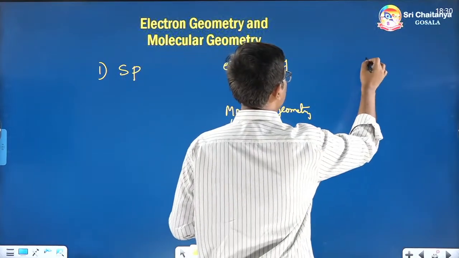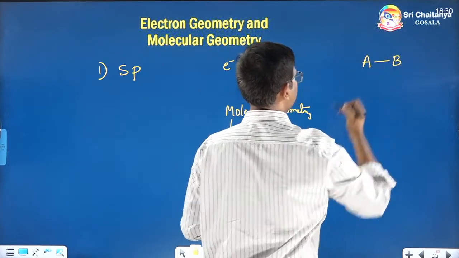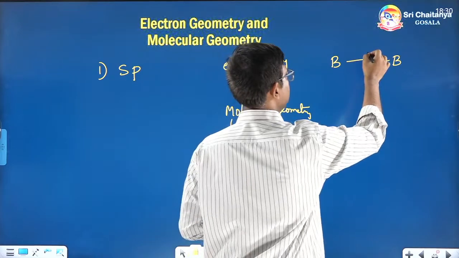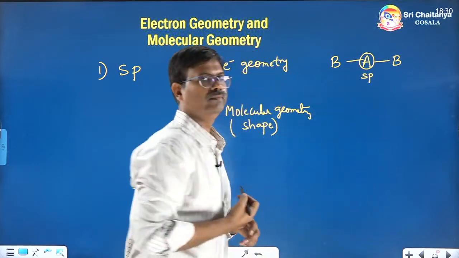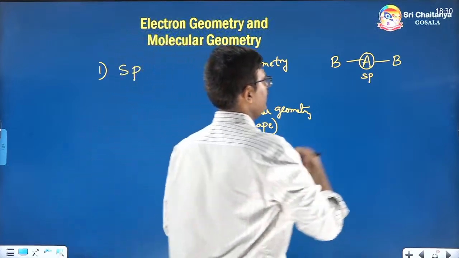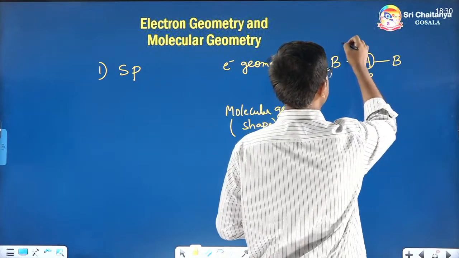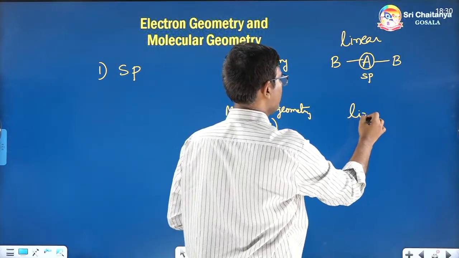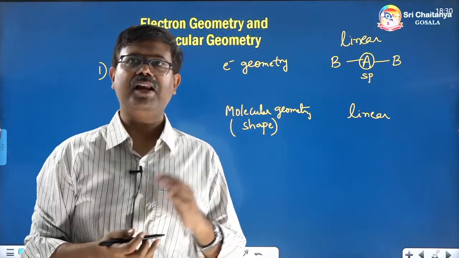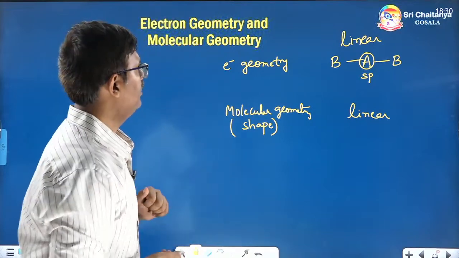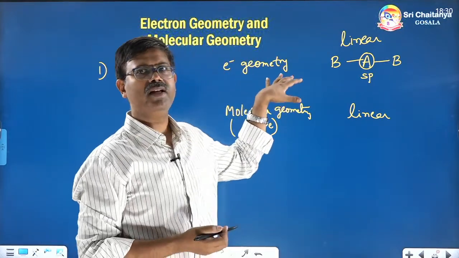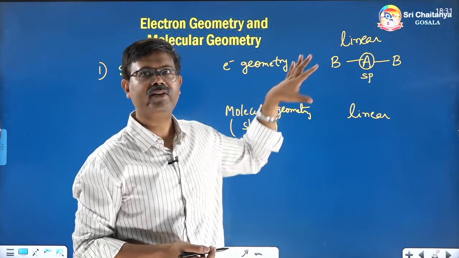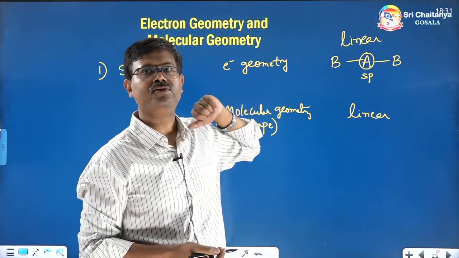Now, suppose I take A and B, these two are connected like this, and one more B, and the hybridization of the central element A is sp. Then it is called linear. What is its name? Linear. Similarly, molecular geometry is also called linear. What is the difference between electron geometry and molecular geometry? Understand it. Here there is no difference. In sp hybridization, you don't find any difference between them. When you go to the next hybridization, I will explain. You will clearly see the difference between molecular geometry and electron geometry.